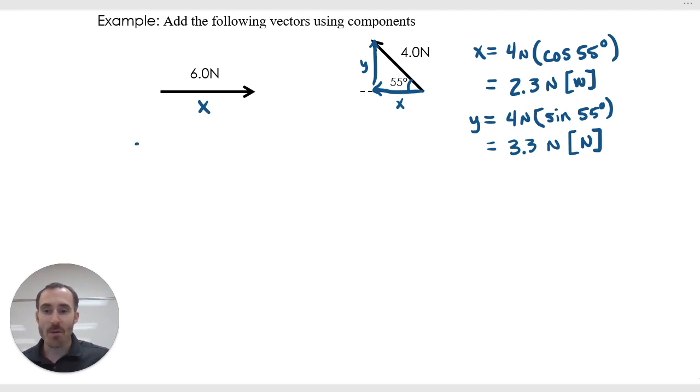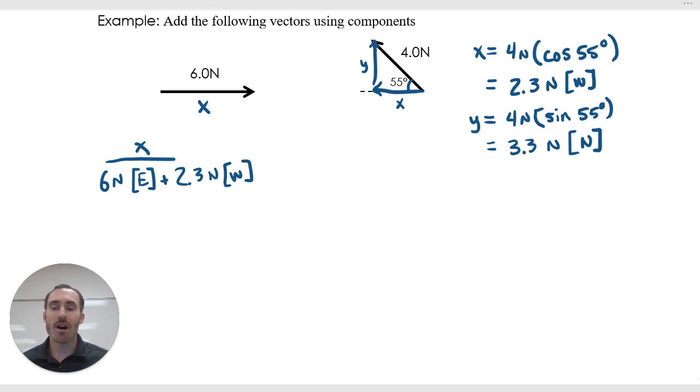I want to add up my x components first. So I had 6 newtons to the east, and I had 2.3 newtons, but that was toward the west. So I'm going to end up subtracting. 6 minus 2.3 gives me 3.7. So this is 3.7 newtons, and that's going to be toward the east. So that's my total x component. My total y component doesn't need to be added together because there is only one of them. And so that's just 3.3 newtons toward the north.